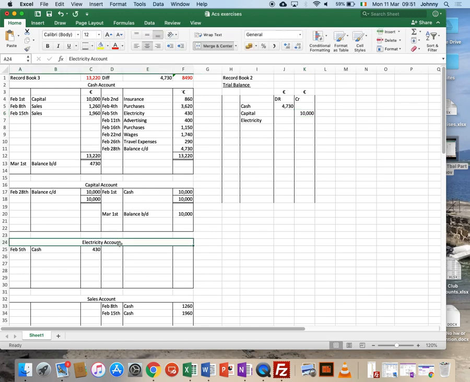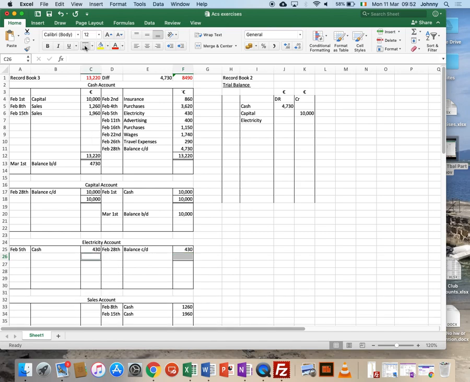I'll just do one more account just to make sure we're happy we know what we're doing. Electricity account. I have 430 on the debit side, I've got 0 on the credit side, so the difference is 430. I'll call that balance CD, and I'll date that at the end of February. Then I'll do my total. Single line on top, double underneath. On the debit side I have 430. On the credit side now, I have 430. And I'll put that difference on the big side, on the debit side. And I'll write balance BD, and I'll date that March 1st.